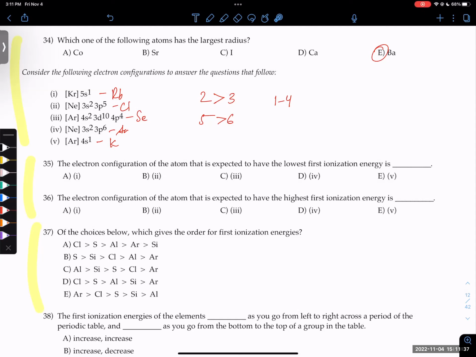Okay, so someone tell me the answer, please. I've asked. It's A. Okay, why were you second guessing? I said rubidium. They said wait.